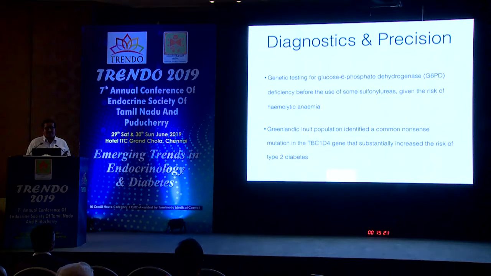But in Africa, the patient has the right to tell the doctor to get a G6PD deficiency test before initiating older sulfonylureas. The Greenland population also identified a mutation in the TBC1D4 gene, which again substantially increased the risk of type 2 diabetes. So there are markers that can tell you, okay, what is your risk of diabetes?